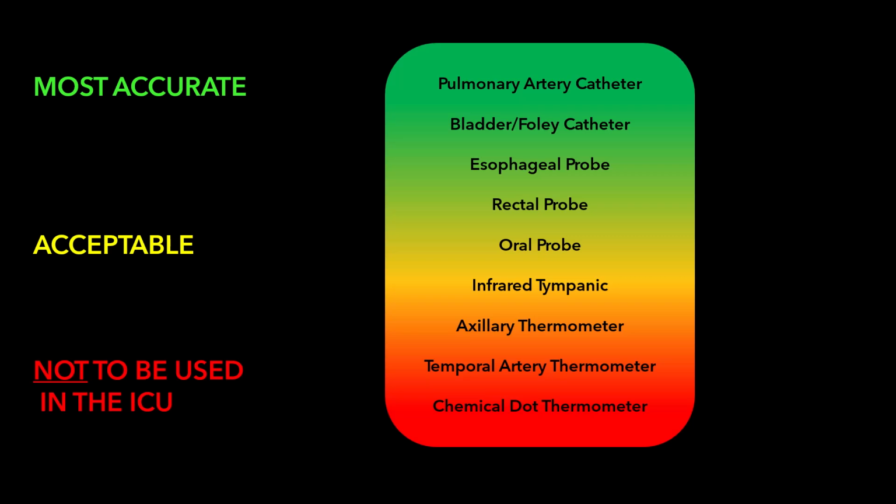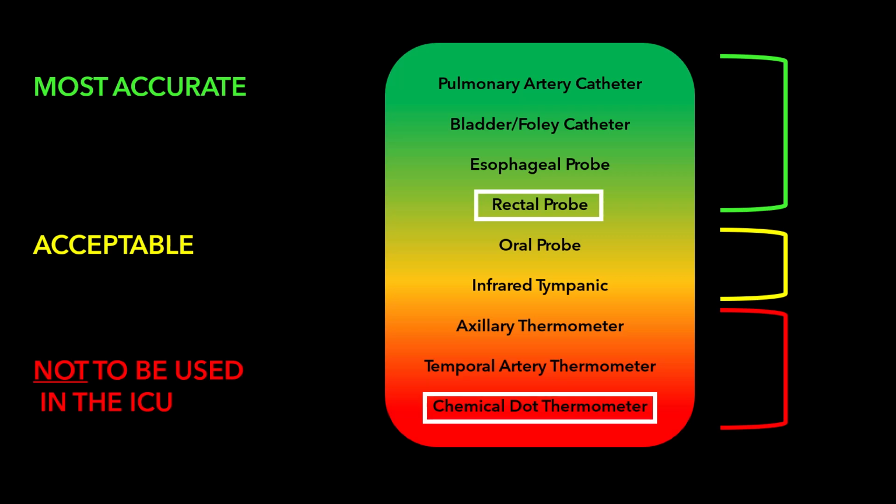If we were to rate temperature measuring tools in the ICU from most accurate to not to be used in the ICU, we could use this graphic to guide us. So you can see the most accurate would be intravascular, i.e. pulmonary artery catheter, followed by bladder urinary catheter temp probe, esophageal probe, and then coming down in the acceptable, you would start seeing your rectal probe, your oral probe, and balancing right on acceptable to not use would be your infrared tympanic. Not to be used in the ICU, you see your axillary thermometer, your temporal artery thermometer, and your chemical dot thermometer. An important matter to point out, while rectal probe is an acceptable measure of temperature in the ICU, many hospitals have changed to a chemical dot thermometer for rectal temps due to transmission risk of C. diff.